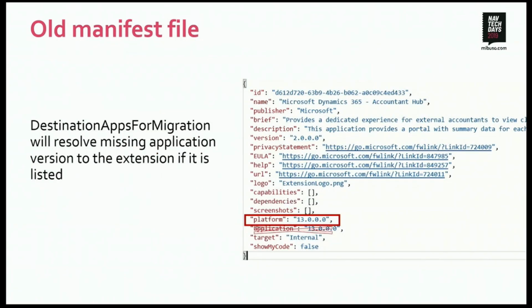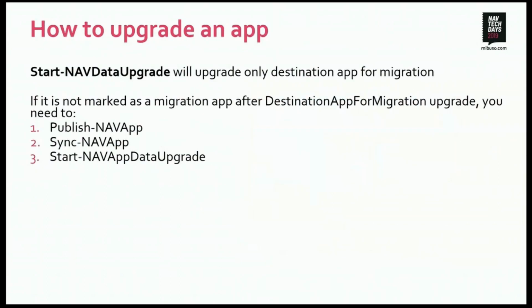This is the example of the old manifest file. The platform version is still valid. Application version is basically gone. There is no C/AL. But all of the apps are going to continue to work if you have marked them as destination apps for migration.